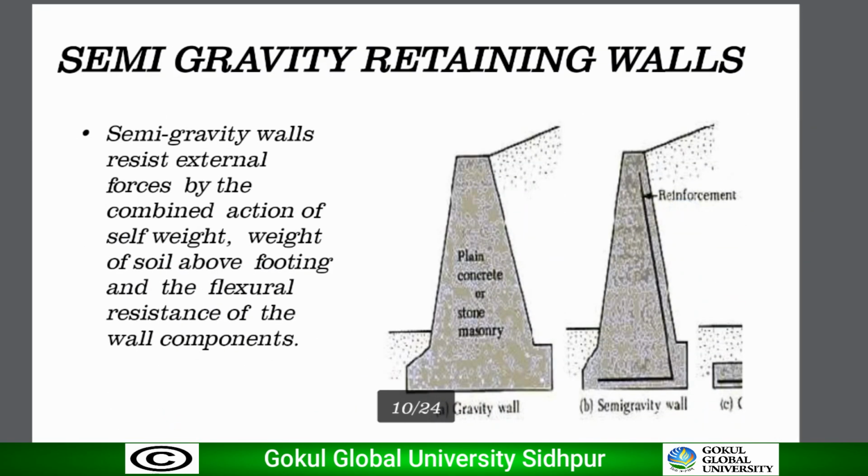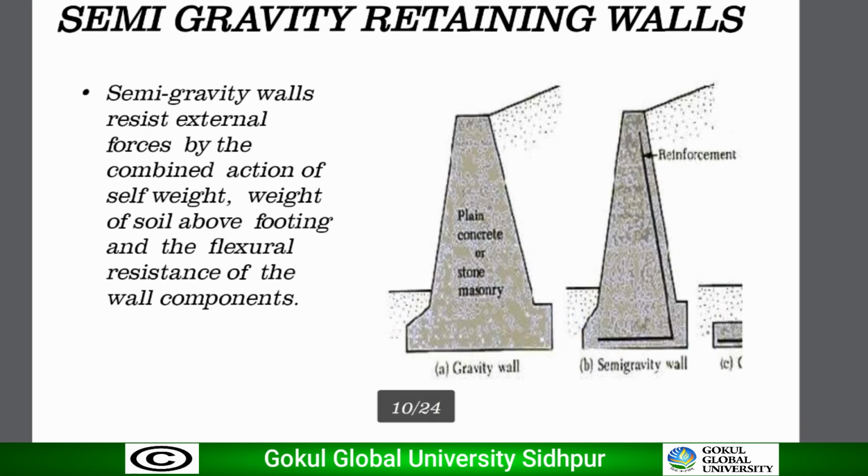Second one is the semi-gravity retaining wall. A semi-gravity retaining wall resists external forces by the combined action of self-weight, weight of soil above the footing, and the flexural resistance of the wall components. It means wall components like stem, slab, shear key. These are the members that resist the external forces in the semi-gravity retaining wall, and additional reinforcement is provided.